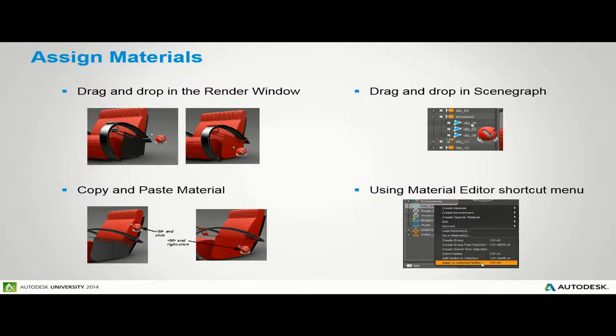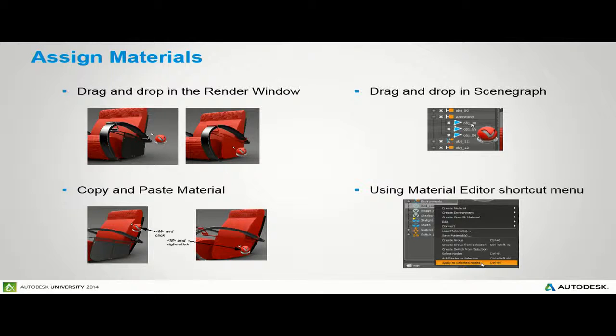So how can we assign materials? If you create a material and you want to assign it to some part object, you can either drag it from the material editor and drop it in the render window on the object. You can also drag it from the material editor, pick that material and drop it on the object in the Scenegraph.